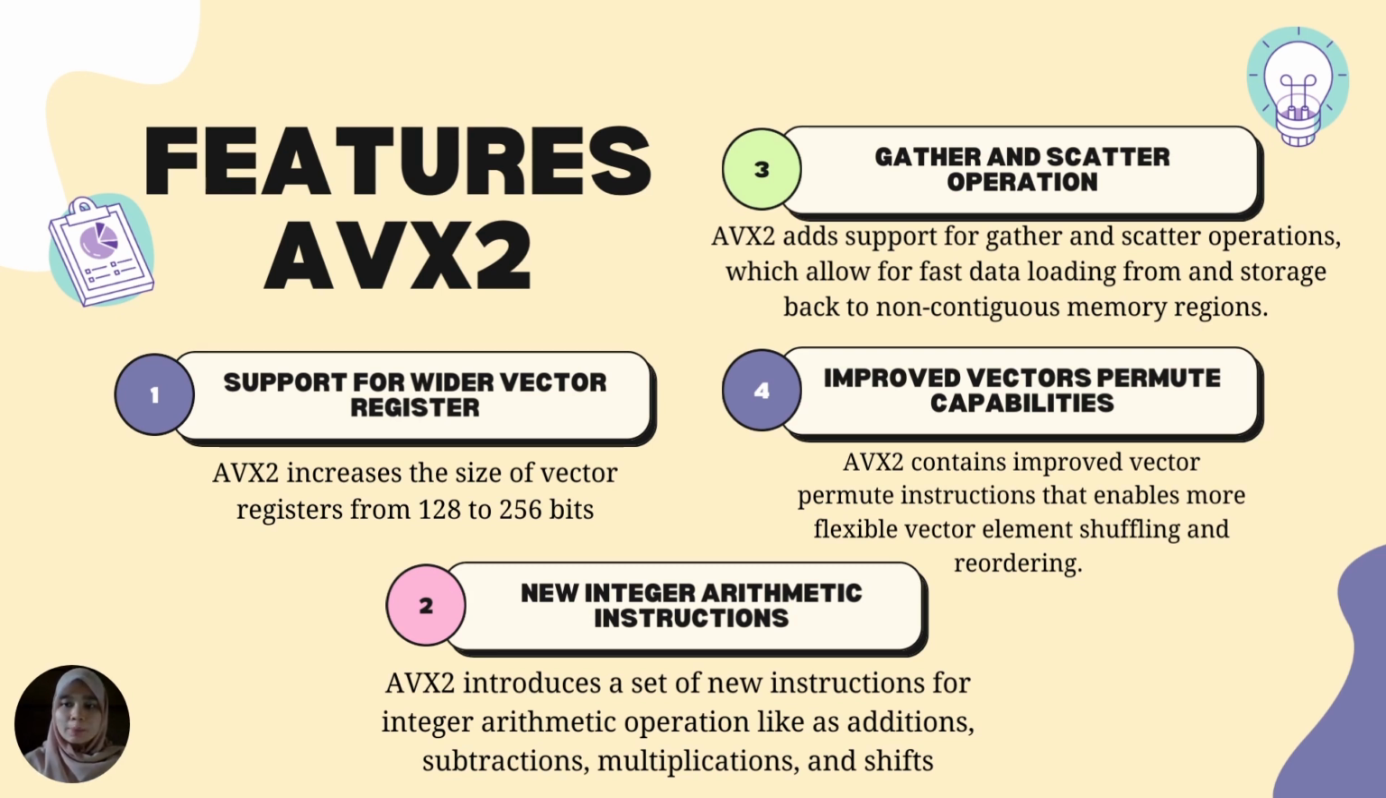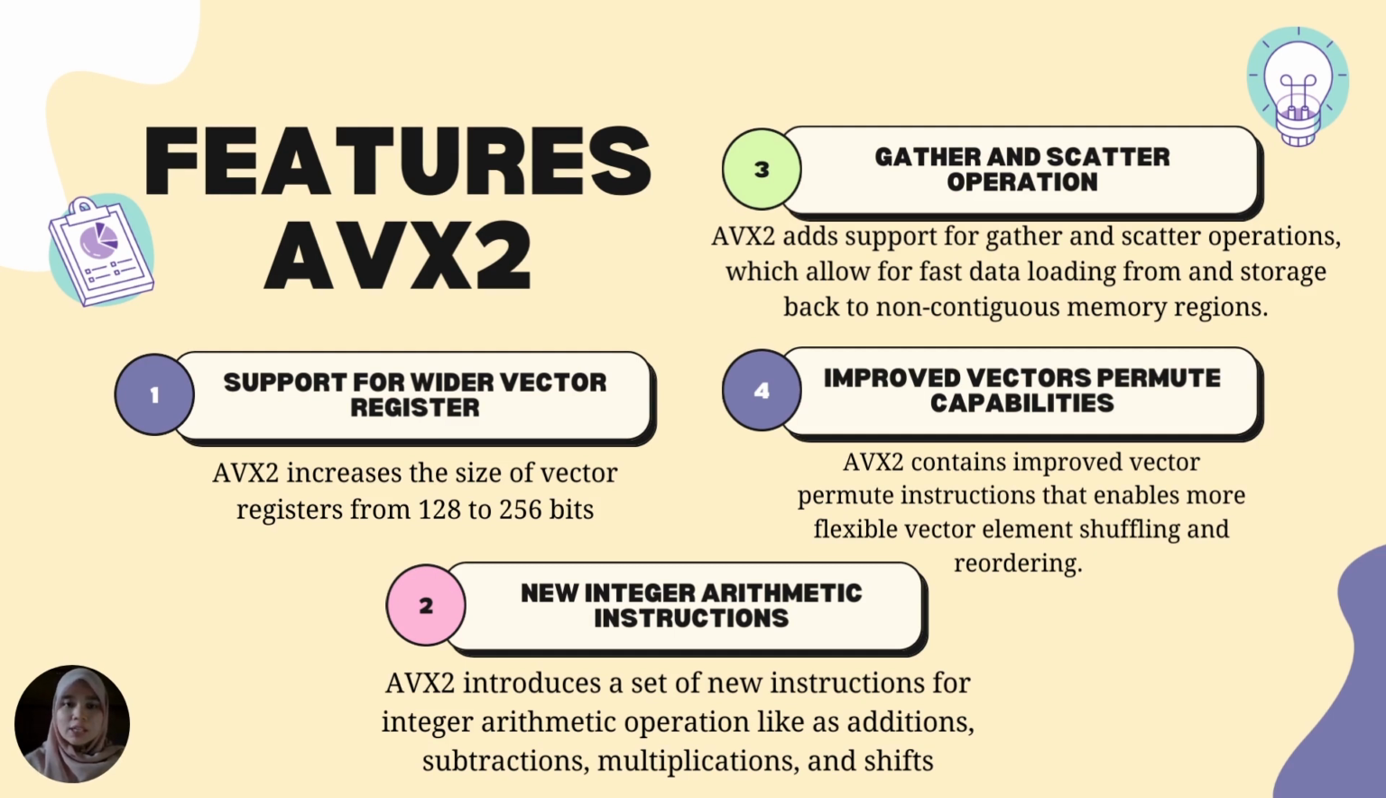Okay, we go to number two, new integer arithmetic instructions. AVX2 introduces a set of new instructions for integer arithmetic operations, such as subtraction, addition, multiplication, and shift. These instructions execute parallel operations on multiple integer components, offering considerable speed improvements for integer intensive tasks.